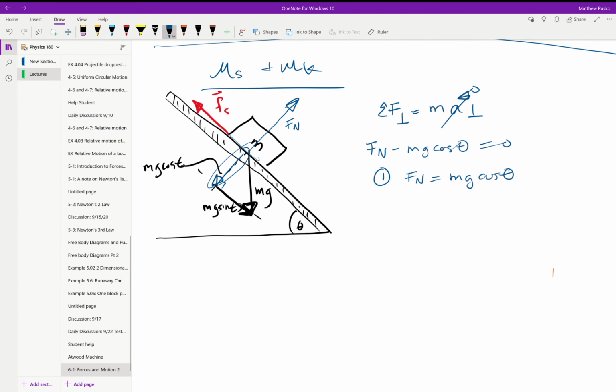And let's sum the forces in the perpendicular direction. That'll be equal to the mass times the acceleration in the perpendicular direction.